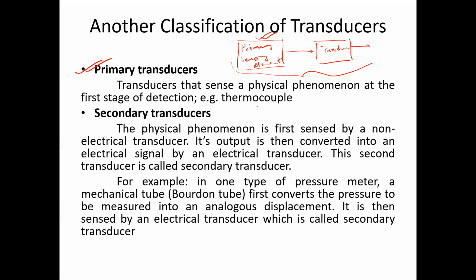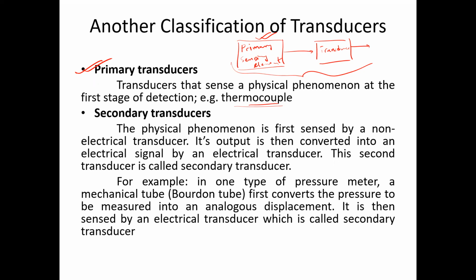For example, thermocouple. A thermocouple doesn't require an intermediate sensing element. The physical change in the temperature can directly convert to the change in EMF. So we can say that it is a primary transducer.